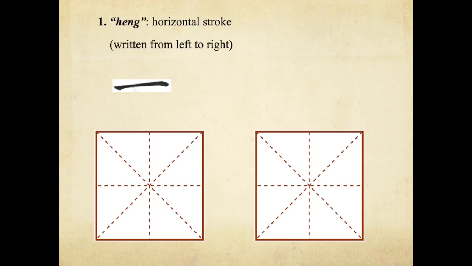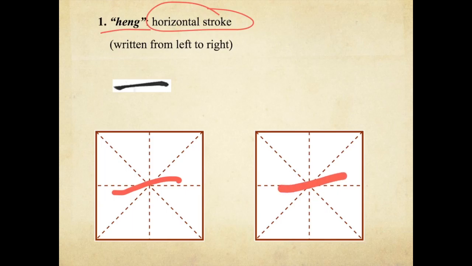The first stroke we're gonna take a look at is heng, which means the horizontal stroke. It is written from left to right. Let me show it to you. Okay, this is the heng. Actually, the word for one is written like this.